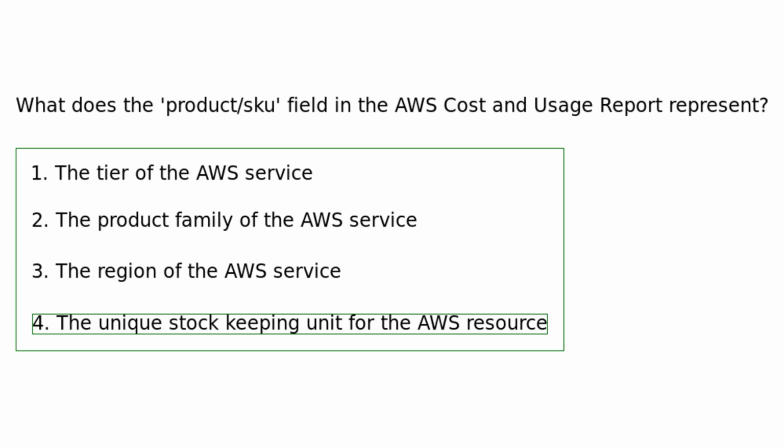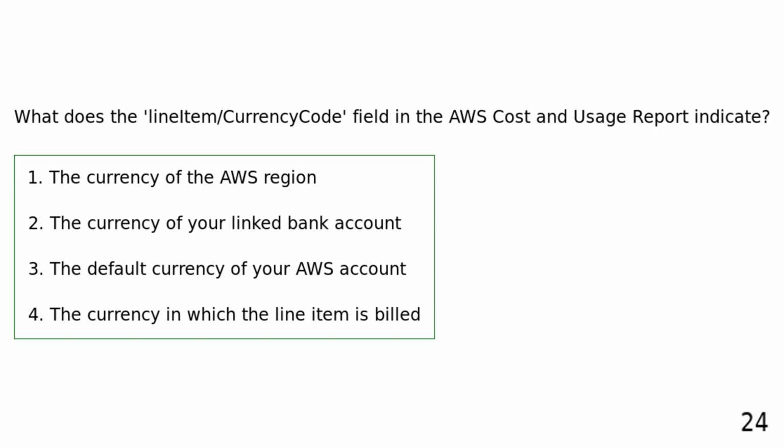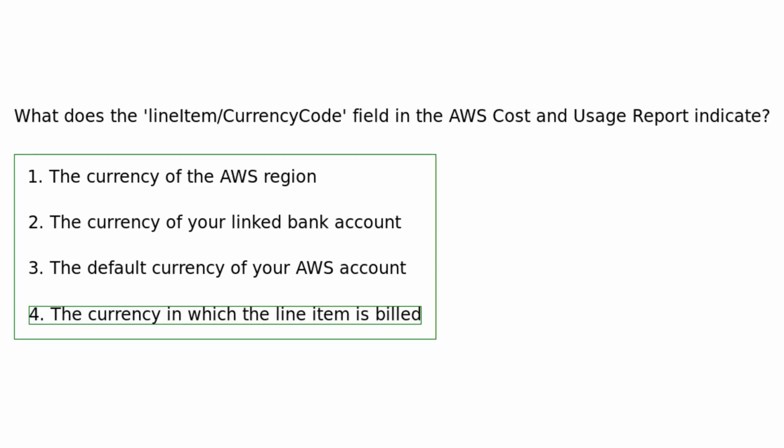What does the line item/currency code field in the AWS cost and usage report indicate? The currency of the AWS region. The currency of your linked bank account. The default currency of your AWS account. The currency in which the line item is billed. The line item/currency code field shows which currency each line item is billed in, important if you have billing in multiple currencies.